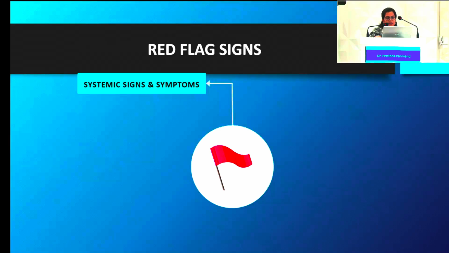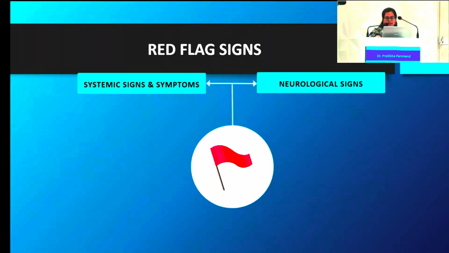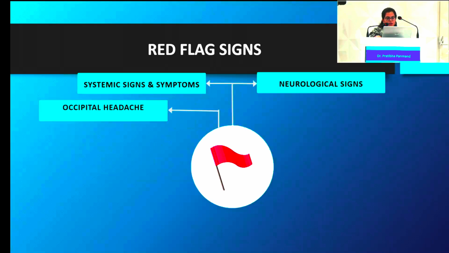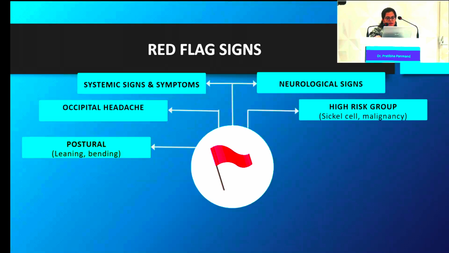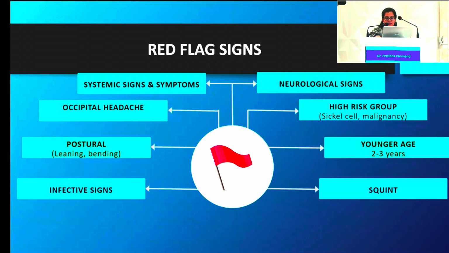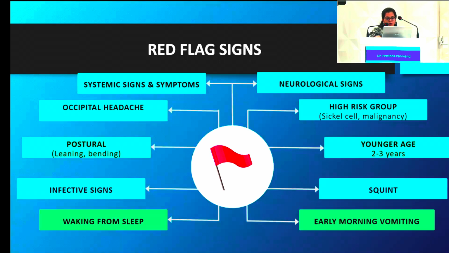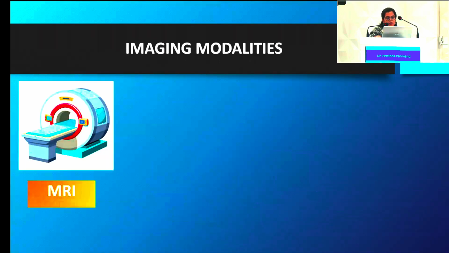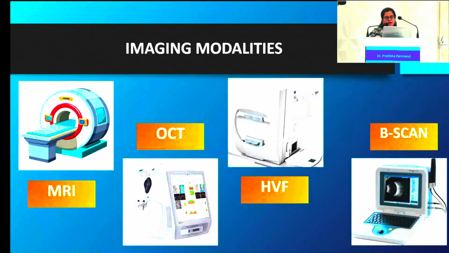Look out for red flag signs which are associated with systemic signs and symptoms like fever, weight loss, neurological signs like vision loss, any ataxia or cranial nerve palsies, occipital headache, high-risk groups, postural, in children with younger age group, associated with infective signs, squint and papilledema, child waking up from sleep or early morning vomiting or thunderclap headache. So we know that MRI is the modality of imaging when it comes to ruling out any secondary causes. However, ophthalmic instrumentation like OCT, visual fields and B-scan also can help in clinching the diagnosis early.